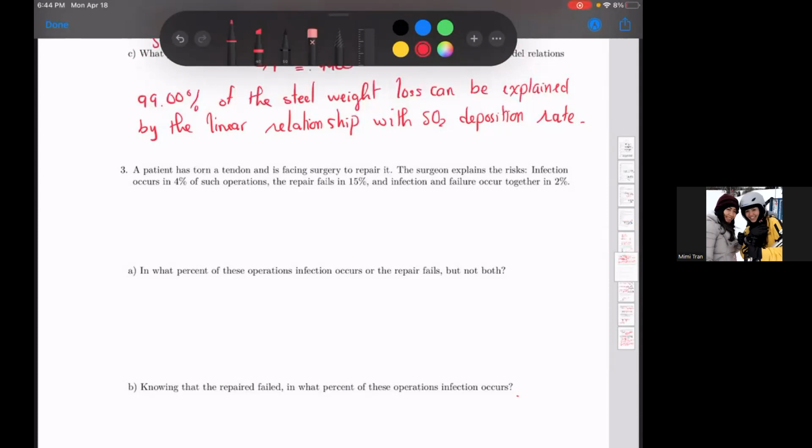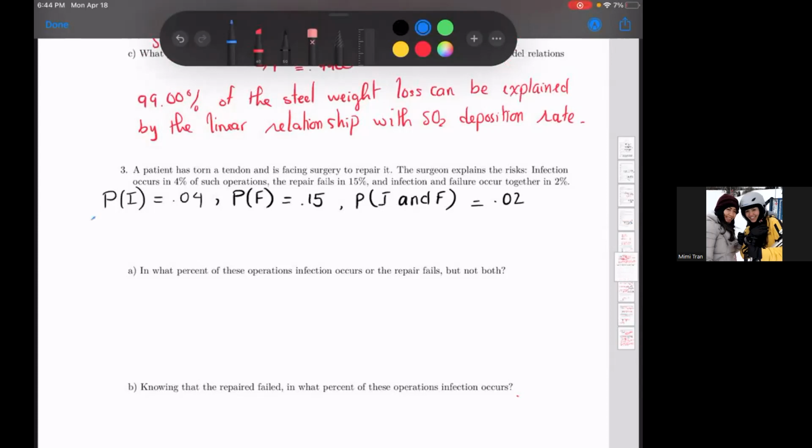So I'm going to summarize here. P of infection, P of I, is that okay? I don't want to write too much. P of infection is 0.04. P of failure, P of F, is 0.15, right? And then infection and failure occurring together is 2%. So P of infection and failure, I'll use a capital F to keep it consistent with the infection, equals 0.02.